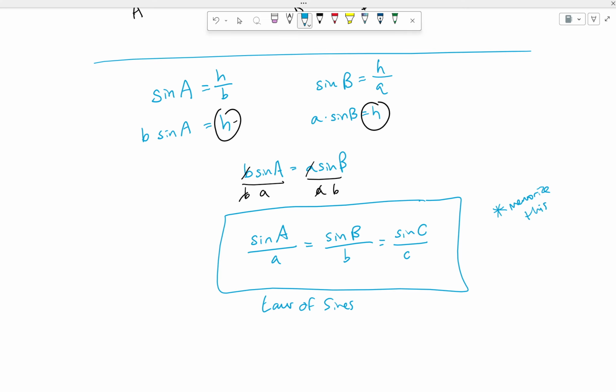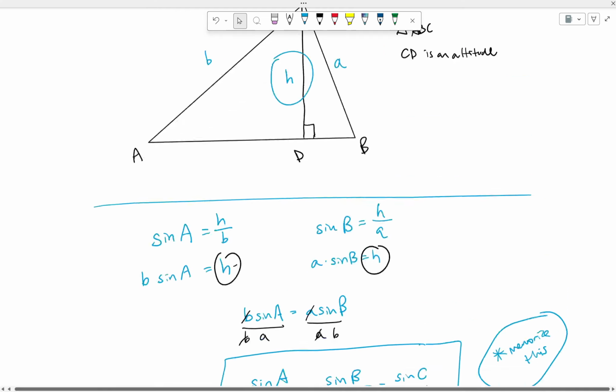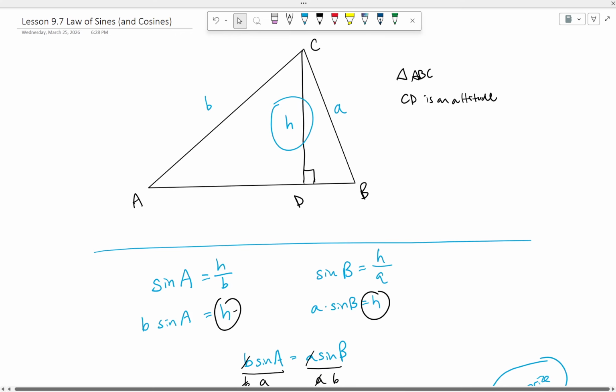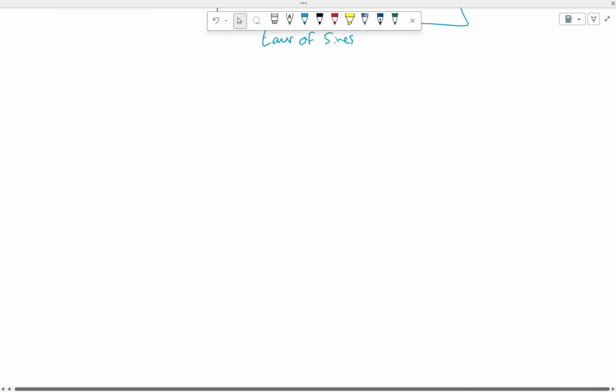Now, SOHCAHTOA, I think, especially after our last class, you have probably memorized forever. And now the law of sines is something that we're just going to have to remember. Sine of A over a is equal to sine of B over b, which is equal to the sine of C over c, which means we can actually utilize this on non-right triangles.